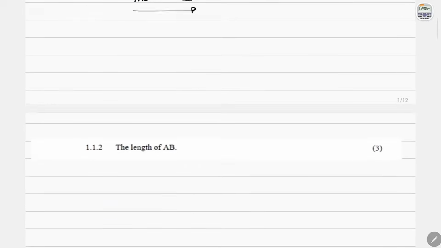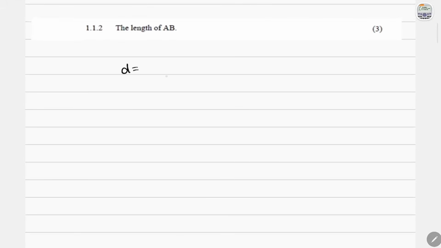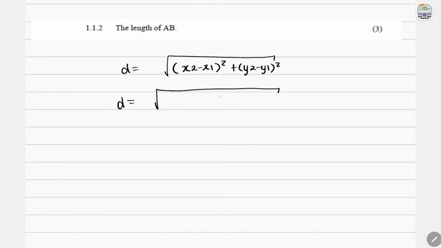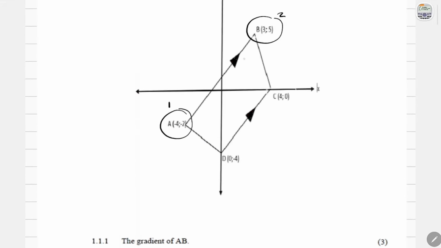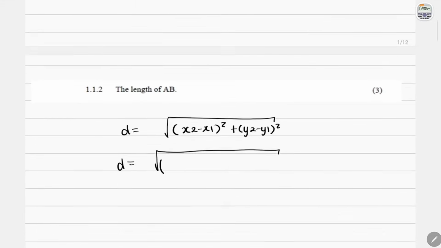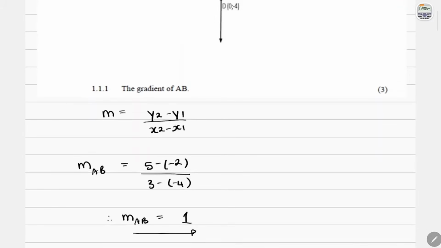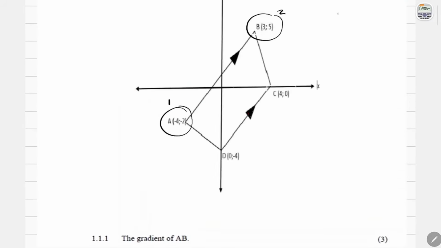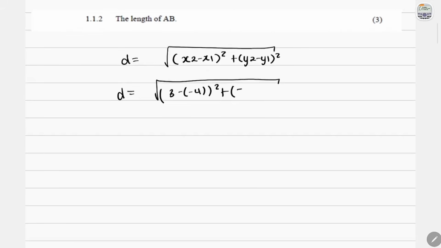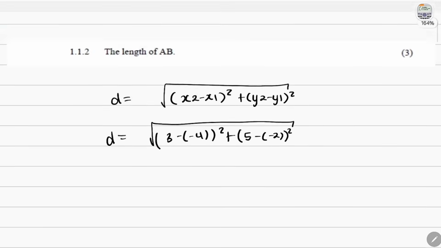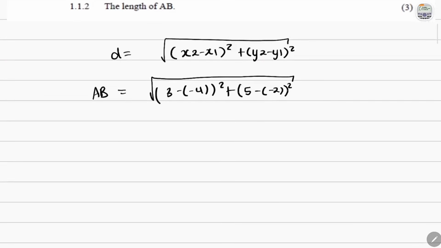Okay, we already marked these points, so we just need the distance formula to find the length. So this is x2 minus x1 all squared plus y2 minus y1 all squared. And so this distance is equal to the square root of, these points have already been named. So x2 minus x1, that is 3 minus -4. So 3 minus -4 all squared plus, and then of course the 5 minus -2. Just like we had with the gradient. So 5 minus -2 all squared, and let's find the distance of AB. We can just go ahead and call that AB.